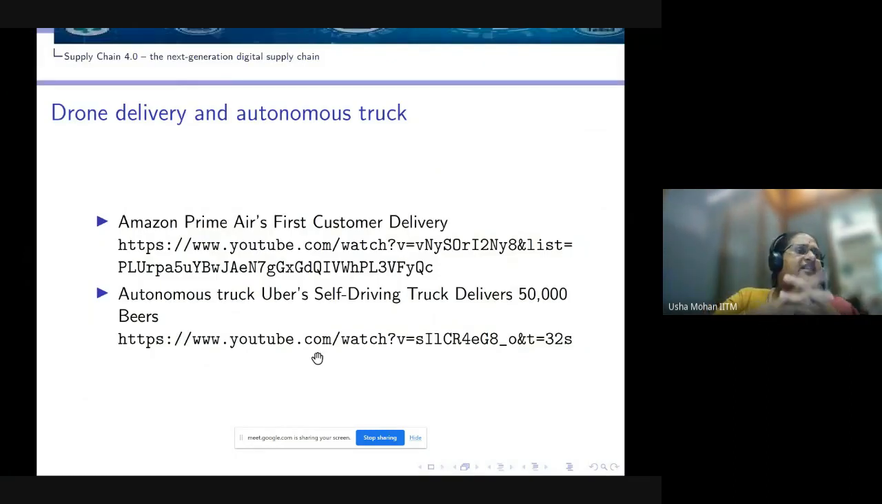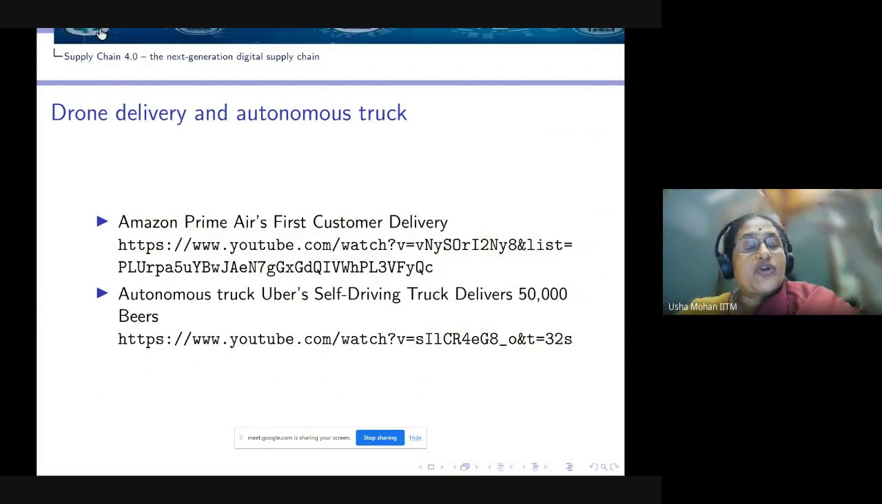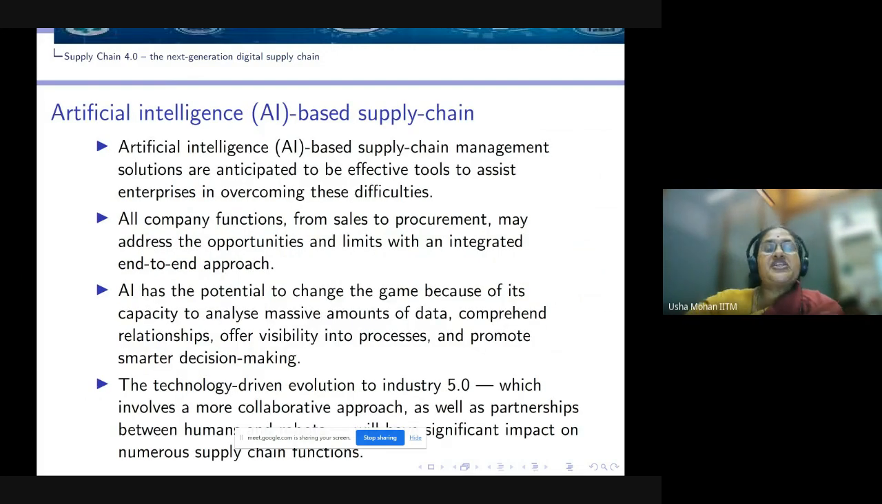So you can see that this is a very important thing when you're talking about supply chain technology, because delivery is a very important part of the supply chain. Now, when we look at artificial intelligence based supply chain, again, there are a lot of supply chain solutions which are based on artificial intelligence. All company functions, right from sales to procurement, it addresses with an integrated end-to-end approach.